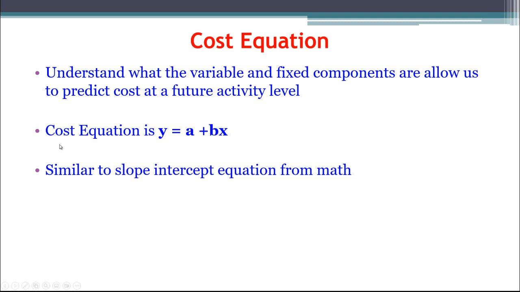So the cost equation we're going to look at, if we put in the variables for that, is Y equals A plus B times X, BX. Now we'll define what this is in a bit. It may look somewhat familiar to you if you recall the slope-intercept equation from math, where you use that for graphing various things. It's the exact same concept. For whatever reason in accounting, they decided to use some slightly different variable letters, but it's the same concept.